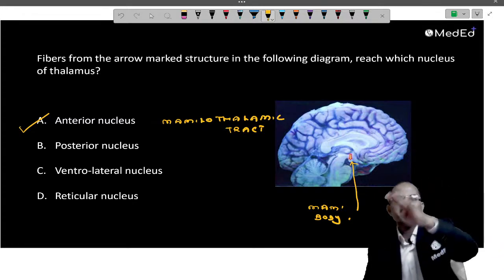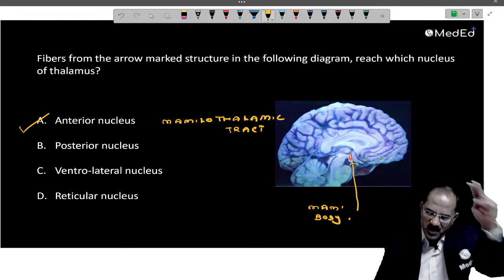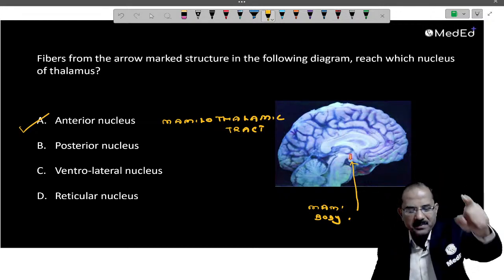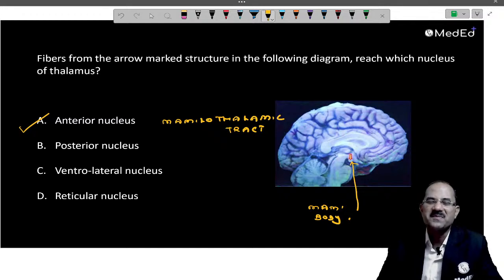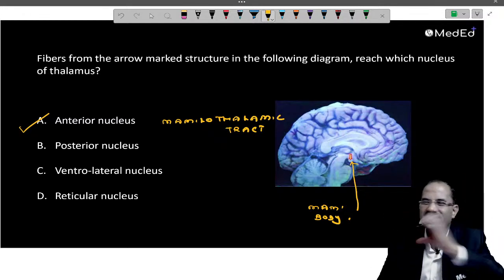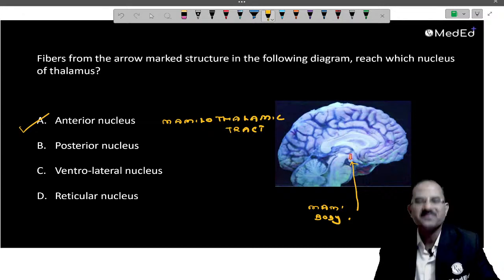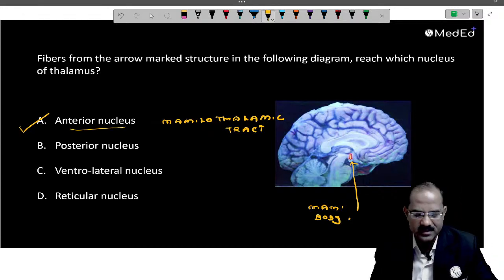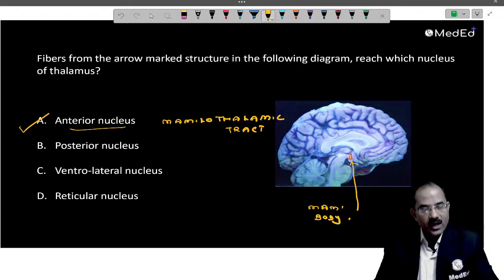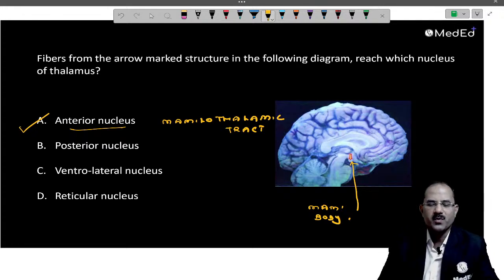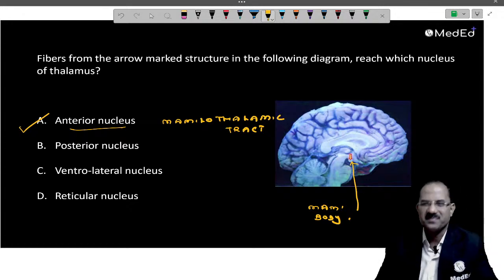And from the thalamus, via the cingulate gyrus, they go back to the hippocampus. And this is what we call the Papez circuit. This Papez circuit is responsible for emotions and recent memory. So the answer is anterior nucleus of thalamus. I hope you are getting this, students. A very, very important MCQ. Very important. Limbic system. You got this?